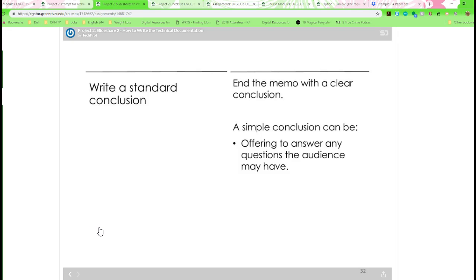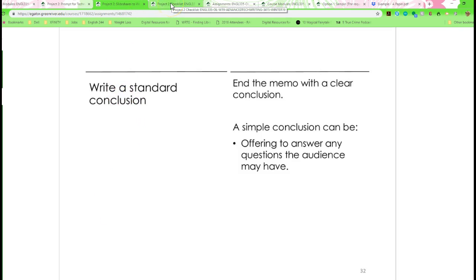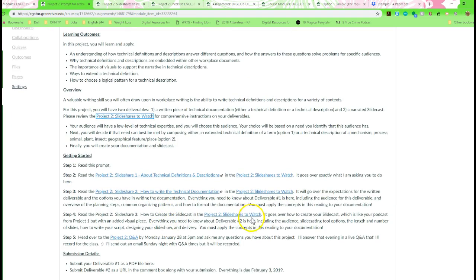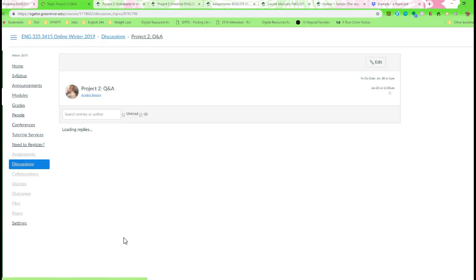And then for the slide share, I'll let you go over that on your own. Wait, do I have that one here? The slide shares. Yeah, how to create the slide share. That one's pretty easy. Let's go over the Q&A. I'm going to go over the Q&A for both classes.